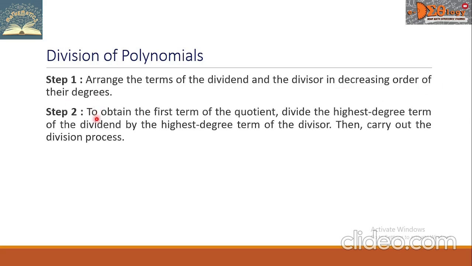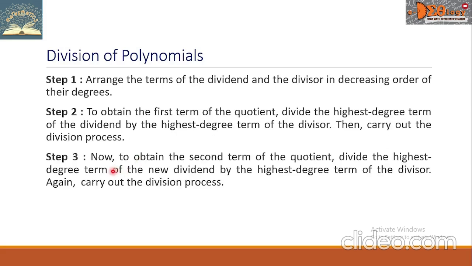Step 2. To obtain the first term of the quotient, divide the highest degree term of the dividend by the highest degree term of the divisor. Then, carry out the division process.